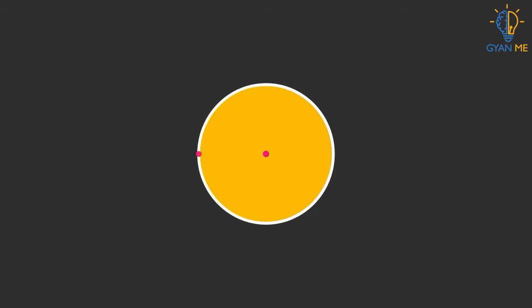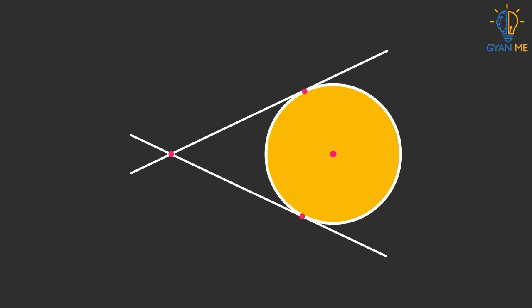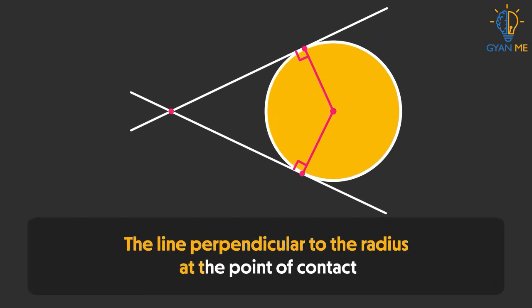Now, if the point lies on the circle, we know that in such a case, there is only one tangent to the circle at this point, and it is perpendicular to the radius through this point. And if the point lies outside the circle, then there will be two tangents from this point to the circle. Also recall that the radius of the circle and tangents are always perpendicular to each other at the point of contact. So, the tangent to a circle is also defined as the line perpendicular to the radius at the point of contact.